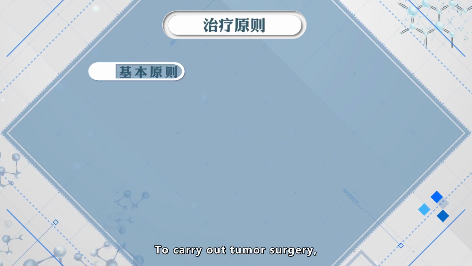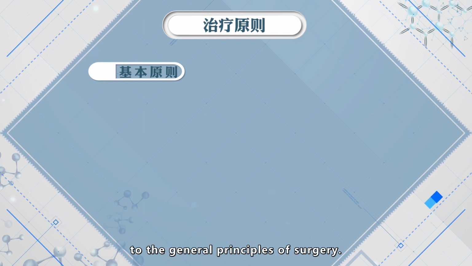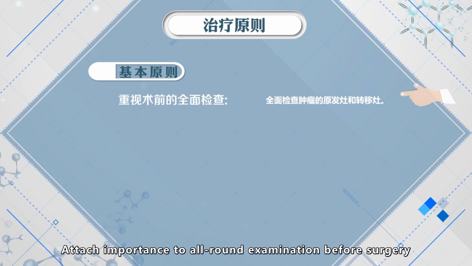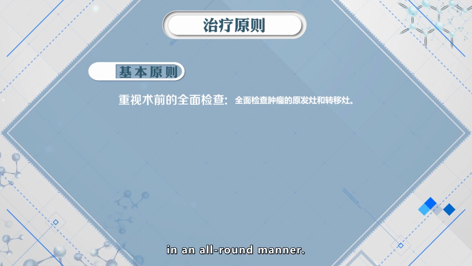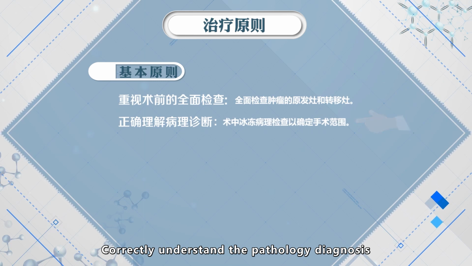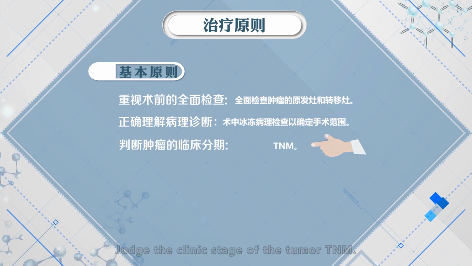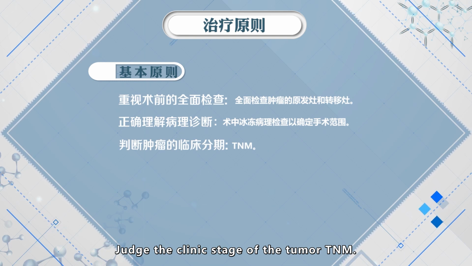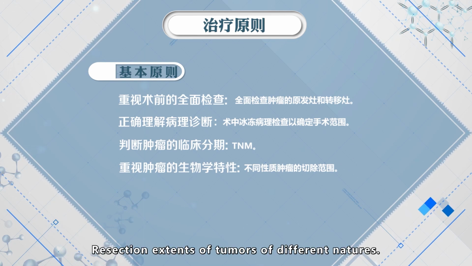To carry out tumor surgery, the basic principles of oncological surgery shall be followed in addition to the general principles of surgery. Attach importance to all-round examination before surgery. Examine primary and metastatic lesions of the tumor in an all-round manner. Correctly understand the pathology diagnosis, perform intraoperative frozen section examination to determine the surgery extent, judge the clinical stage of the tumor, TNM, and attach importance to biological characteristics of the tumor and resection extents of tumors of different natures.